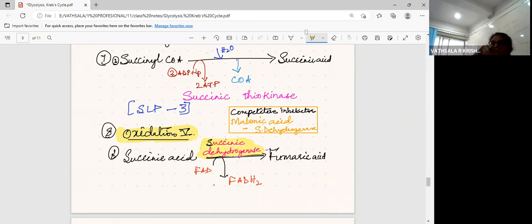So where is all this happening? Whatever biochemical pathway I'm describing, where is it happening? In the matrix of mitochondria. All of you please remember. You know that mitochondria is like this, folded. This is the cristae, and you find the matrix here. Whatever I'm marking in yellow, that is the matrix. It's happening in the matrix.